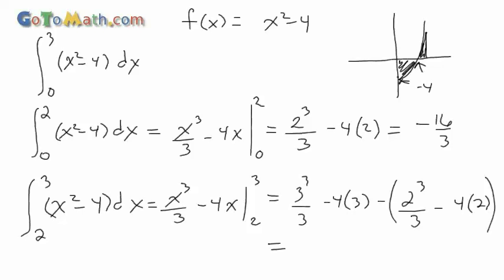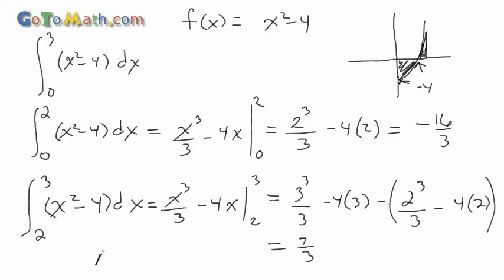Okay, so let's go ahead and get all this craziness. So we got 3 cubed is 27 divided by 3 minus 12 minus, start a parenthesis. See, that's going to be 2 times 2 is 4 times 2 is 8 thirds again. Minus 8, close parenthesis. And I get 7 thirds. So this area is obviously bigger than that area, right? So we end up with 7 thirds.